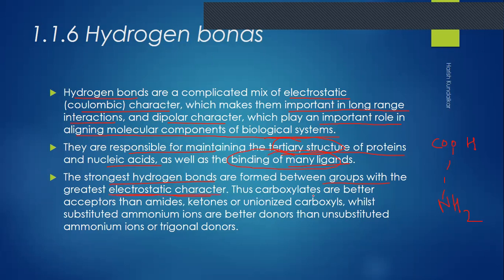For example, carboxylates. A COO minus is a carboxylate ion. So wherever we have COO minus as a part of the structure, they can very easily form a hydrogen bond. Whereas the other groups like amides, ketones, and unionized carboxylic acid groups, like a COH group, may not form that good hydrogen bonds. Then, on the other hand, we have ammonium ions, which are better donors than unsubstituted ammonium ions or trigonal donors.